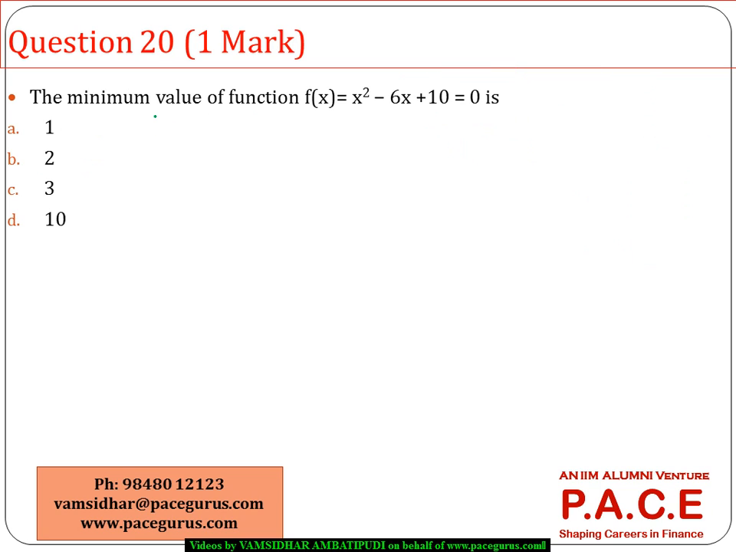The minimum value of the function x squared minus 6x plus 10, there is no equal to 0 here. If I want to find out the maxima or the minima, as we discussed earlier also, take the derivative of it, which becomes 2x minus 6, equate it to 0. So x equal to 3. At x equal to 3, the minimum will occur.